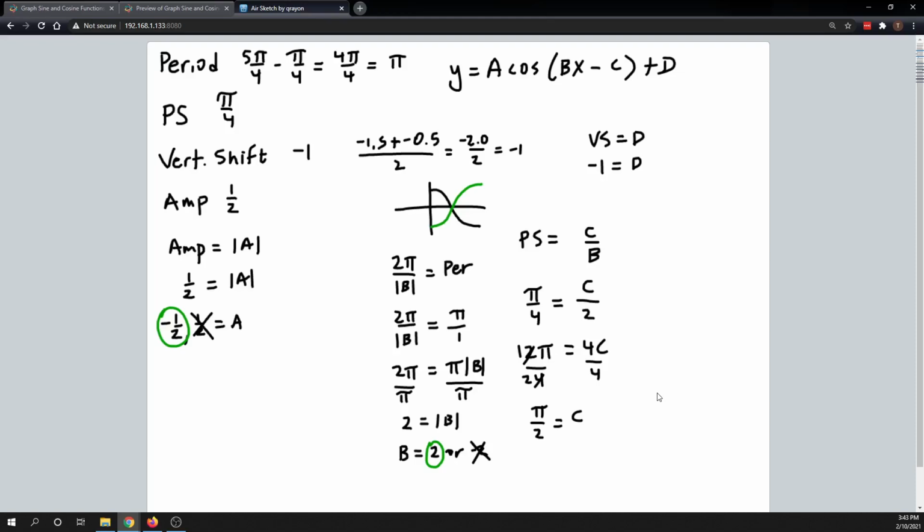We found b and c. Remember, our answer in that middle slot is going to be bx minus c, just like this form here. So b is 2, and then minus, and then c is pi over 2. So that's what it's going to look like when we type that in, in that middle slot. So negative 1/2, 2x minus pi over 2, and negative 1. So let's go ahead and type that in.